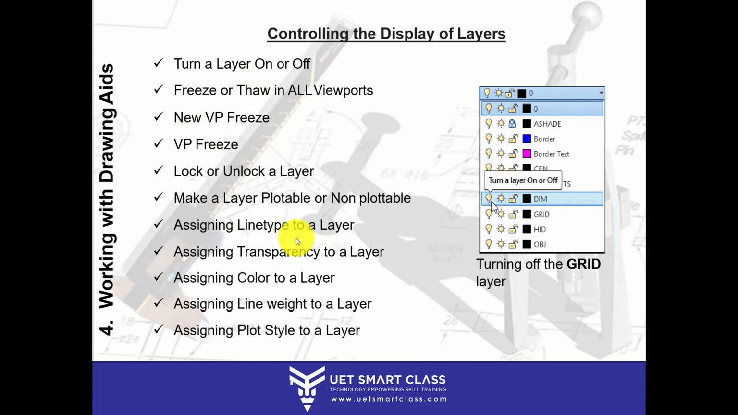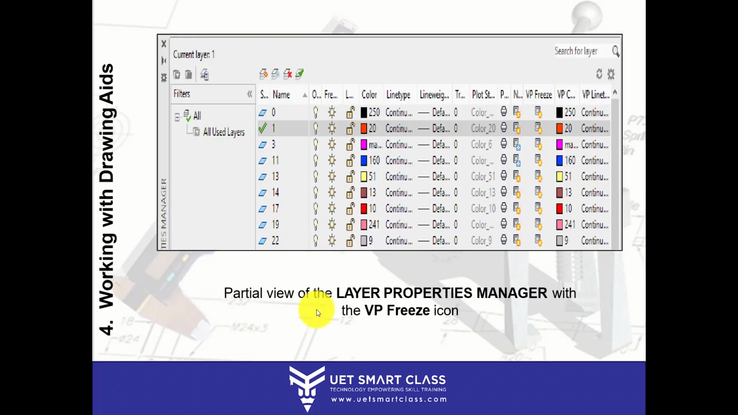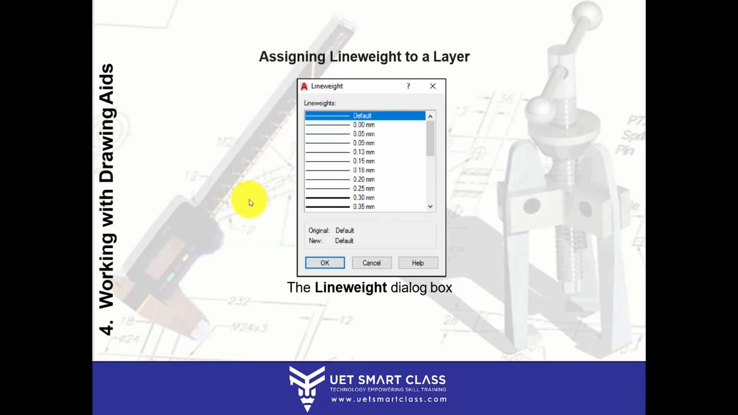Fine. Coming to line type, I've already shown you. There is a dialog box. We will be discussing each and every point in detail. Now, you can also assign transparency to a layer, how transparent you want the objects. You can assign colors to the layers. You can assign line weight. Line weight means the thickness of the line: 0.0 mm, 0.05, 0.30, and the list goes on.